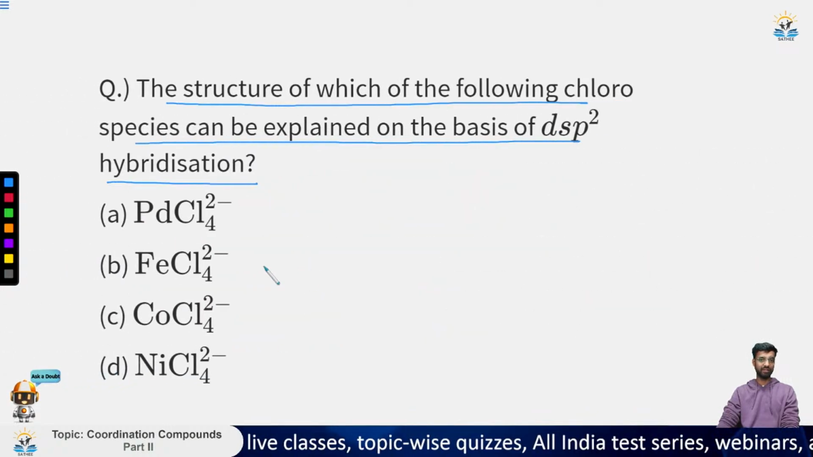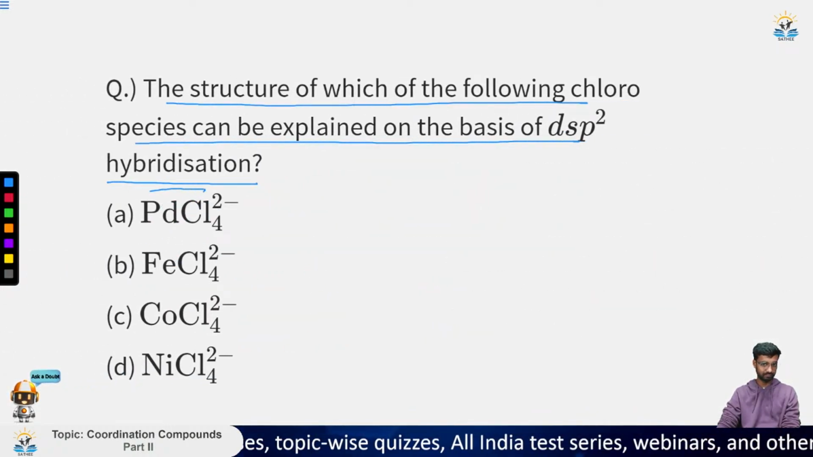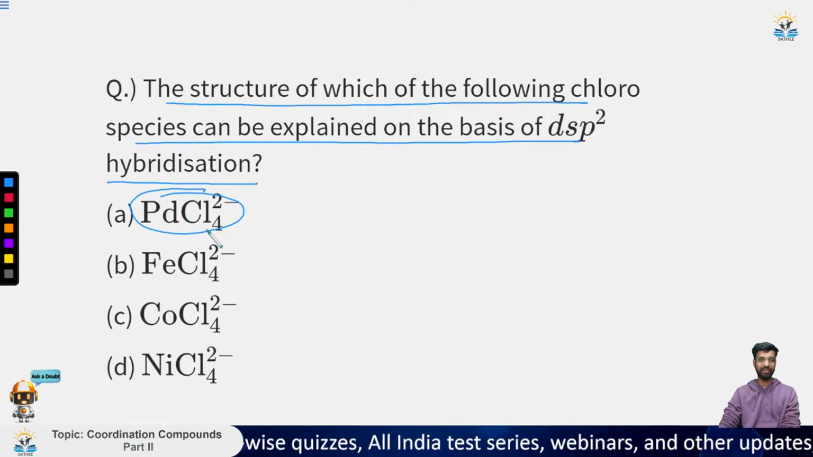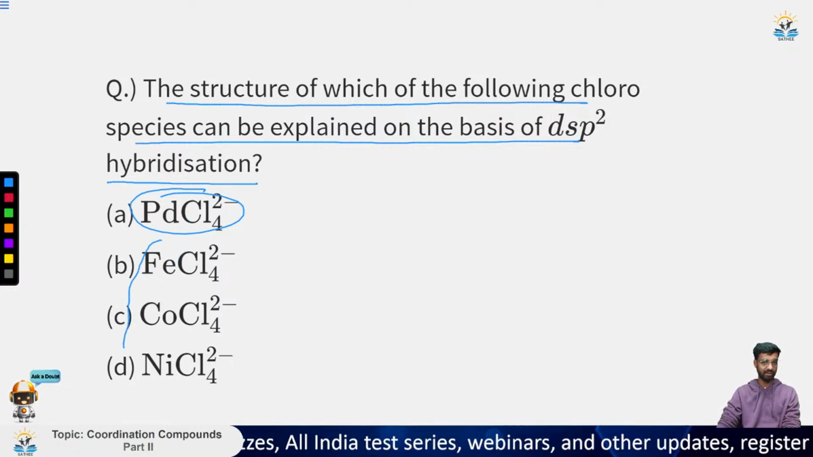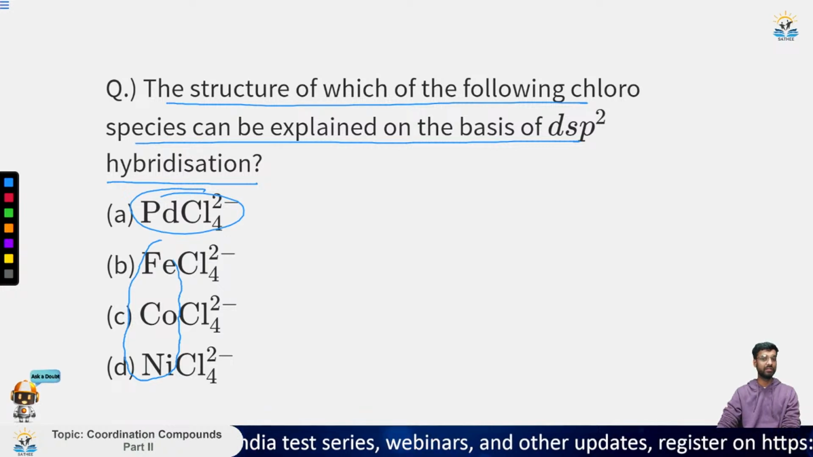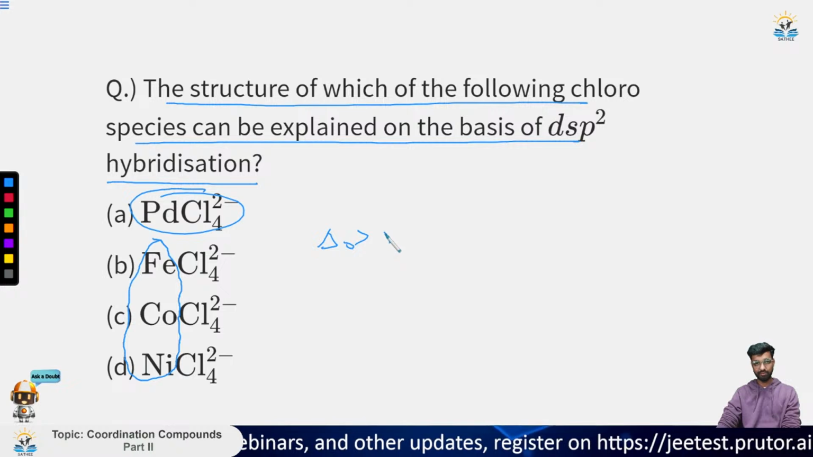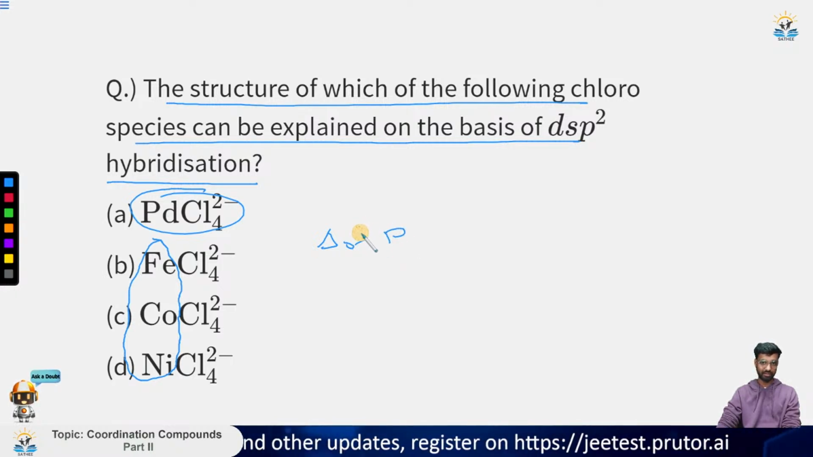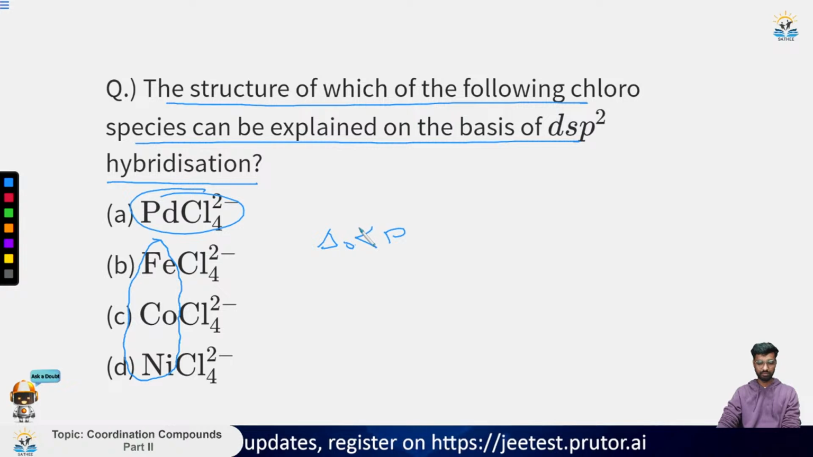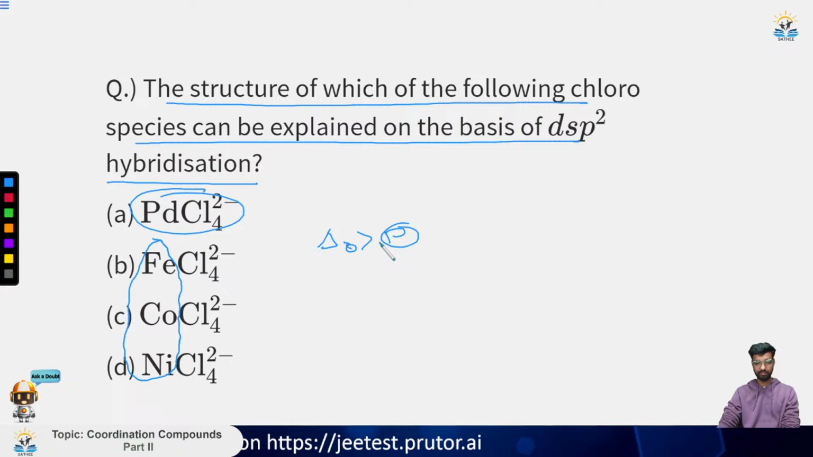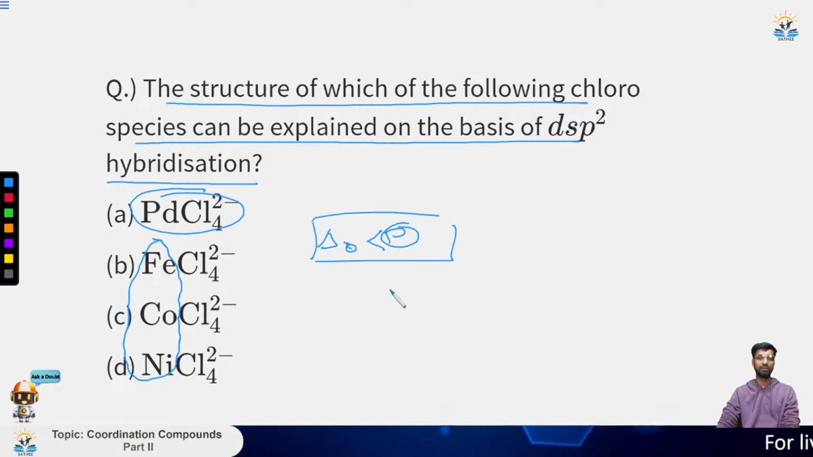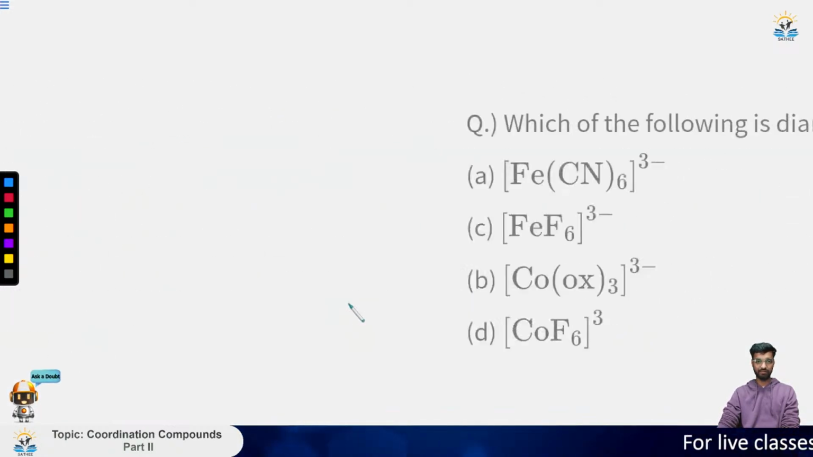So this is the reason we have dsp2 hybridization in PdCl4 2 minus, because all the remaining ones, iron, cobalt and nickel, are from the 3D series. Their delta O is lower, so pairing energy is higher than delta O. Due to this reason, we have a high spin complex.